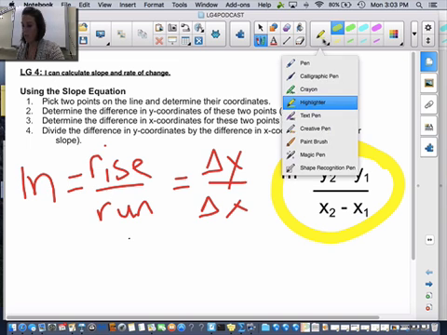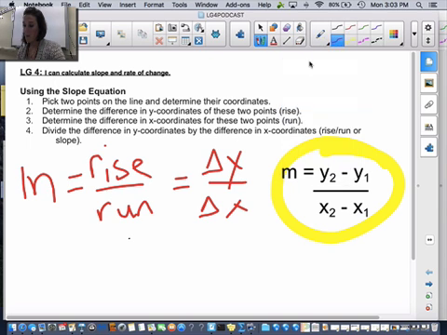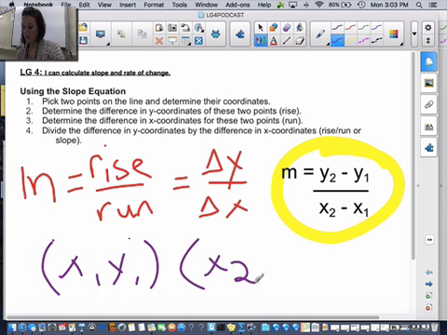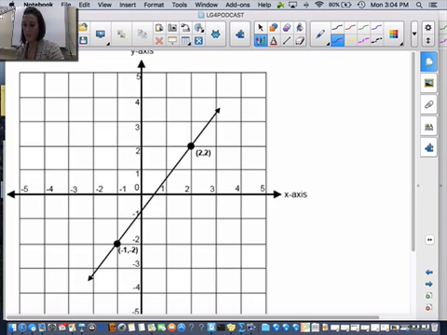Now, where the y2 and y1 come from: typically on a graph we choose 2 points. Those 2 points that we choose, we would label x1, y1 and x2, y2. Okay, so let's do some examples.